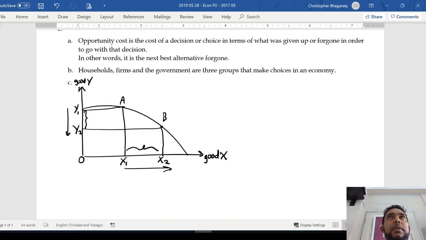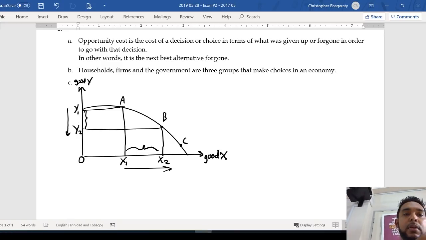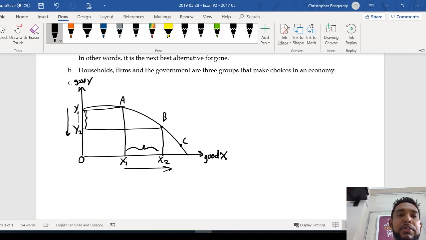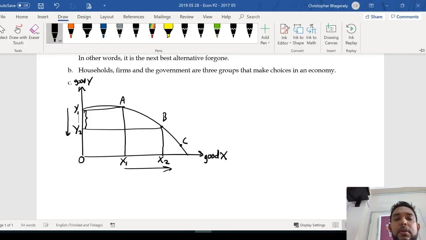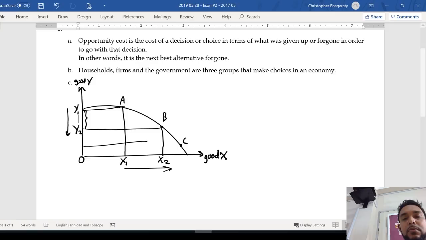Now, I'm not sure how that shows an increasing opportunity cost, but what we could do is examine another change. Suppose you try to go further down the production possibility frontier, let's say point C. Let's go to point C now.